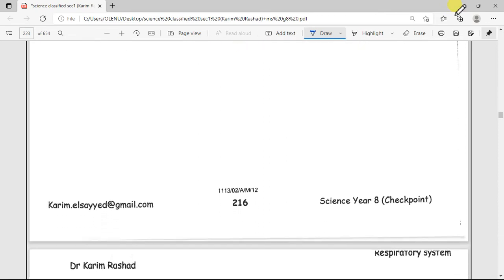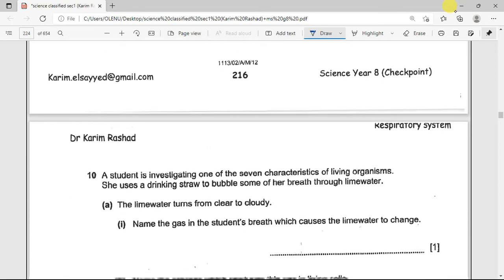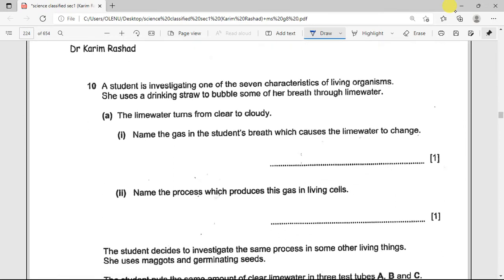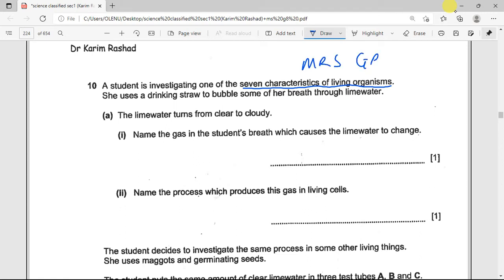Then the next question we are moving towards is about a student. A student is investigating one of the 7 characteristics of living things. And remember the characteristics of living things, remember our video on that. If you want, you can check the video on characteristics and classification of living things, which explains life processes and how to answer application questions relating to it.